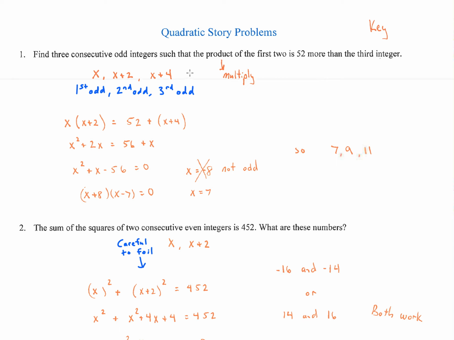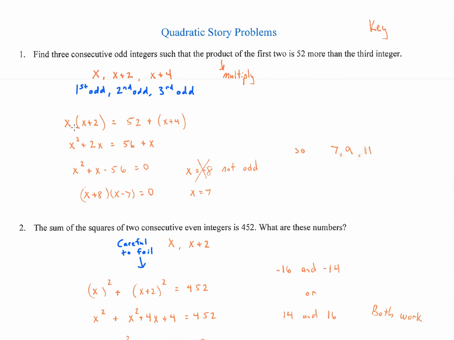We're going to find these such that the product, which means multiplication, of the first 2 is, meaning equals, 52 more than the third one. Well, this is the third one, and then this is 52 more than the third one. So 52 more than the third one is equal to the product of the first 2. And then we get this. And at that point, it's done being a story, and we just have a quadratic.